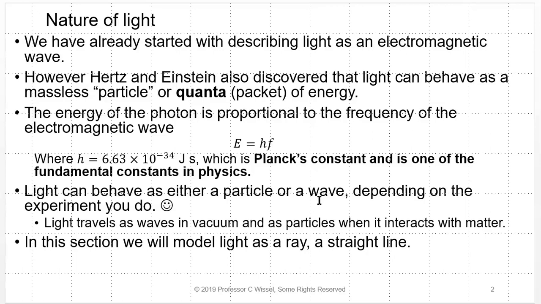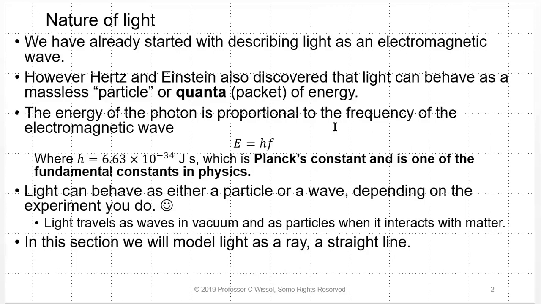It actually determines how far back in time we can look toward the Big Bang, and also determines the edge between where quantum mechanics rules and where classical mechanics rules. Light can actually behave as either a particle or wave, and it depends on the experiments you do. And light will travel in waves in vacuum and as particles when it interacts with matter. We're going to investigate a little bit of both of this.